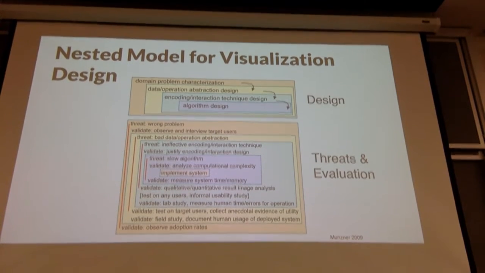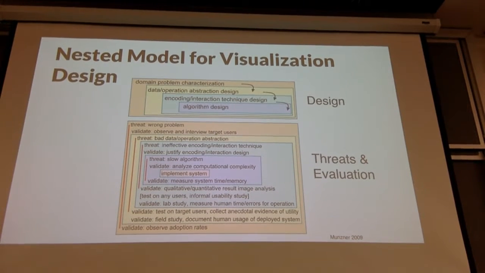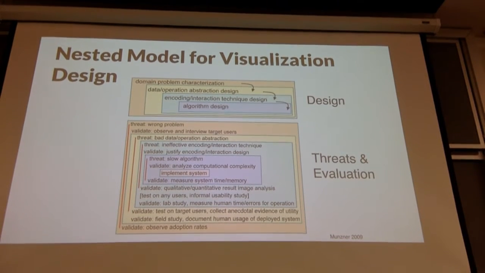So here's this figure. On each of these stages, we have a threat to validity, and then we have a description of a way to validate it, either before we go downstream or after we have actually implemented everything downstream. The threat on the domain problem characterization level is that we have identified the wrong problem, and that could be wrong for many different reasons, right?